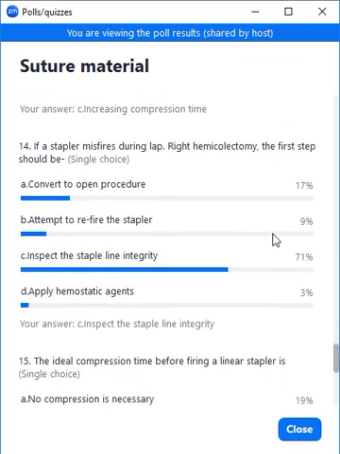Question 14. If a stapler misfires during right hemicolectomy, the first step should be option A, convert to open procedure. Option B, attempt to refire the stapler. Option C, inspect the staple line integrity. Option D, apply hemostatic agents. Correct answer is option C, inspect the staple line integrity. 71% students answered correctly.